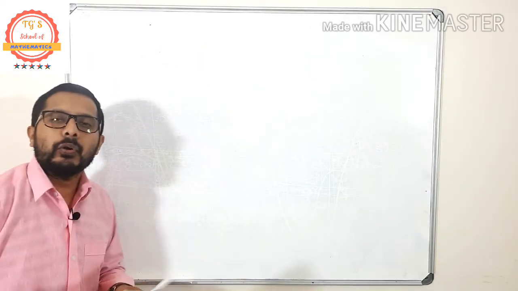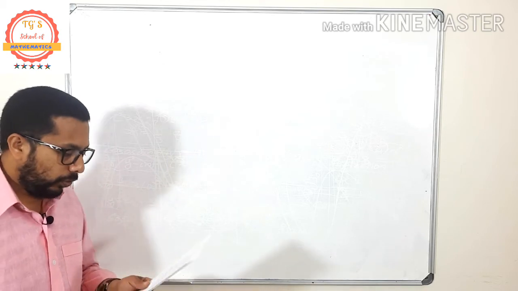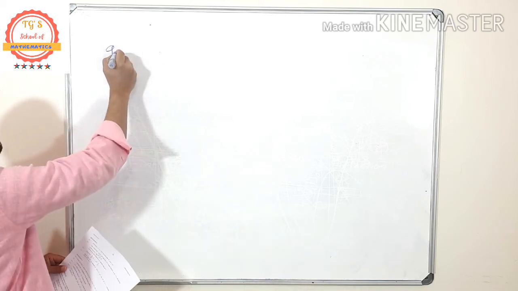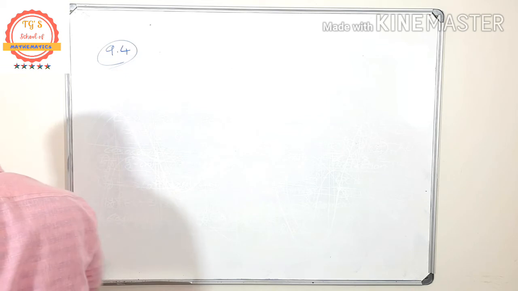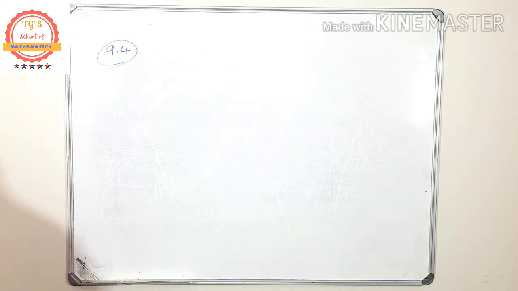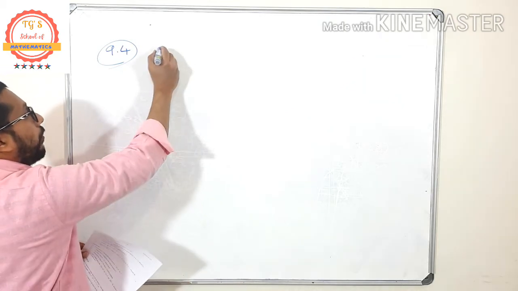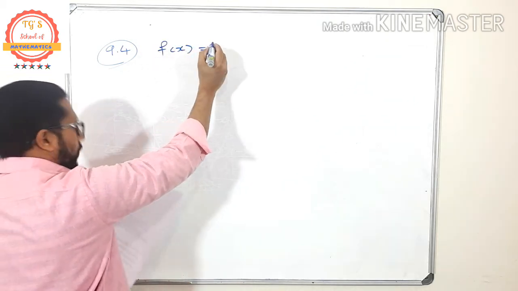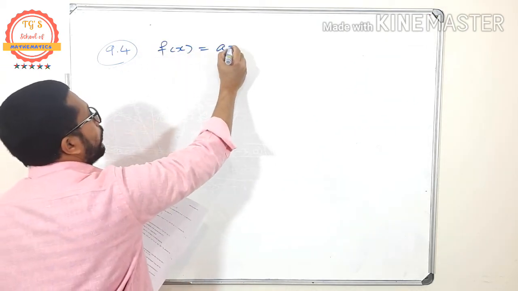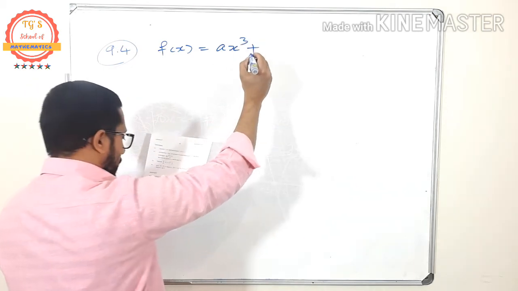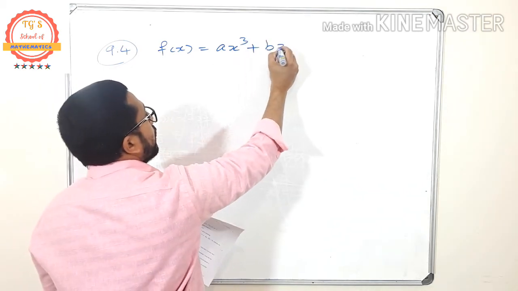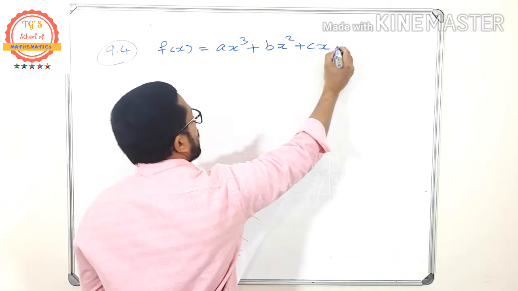Okay, now let's go to the last question, 9.4. Question number 9.4. What is that question? If it is further given that f of x is equal to ax cube plus bx square plus cx plus d.